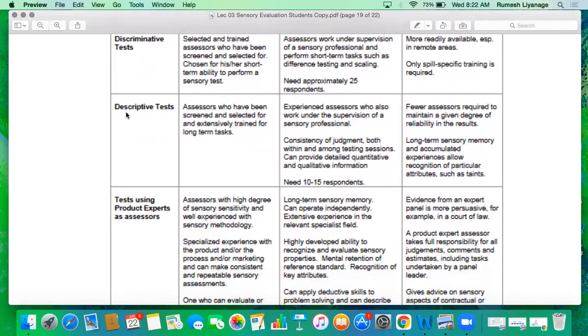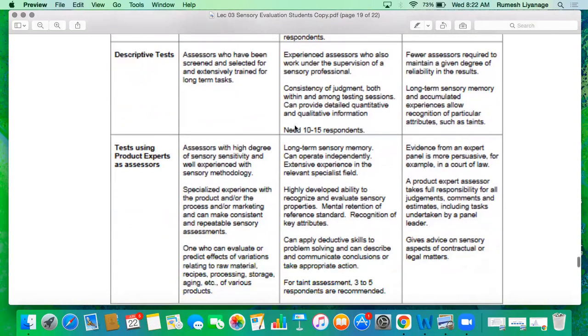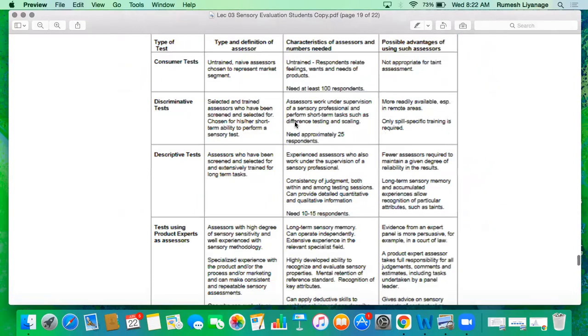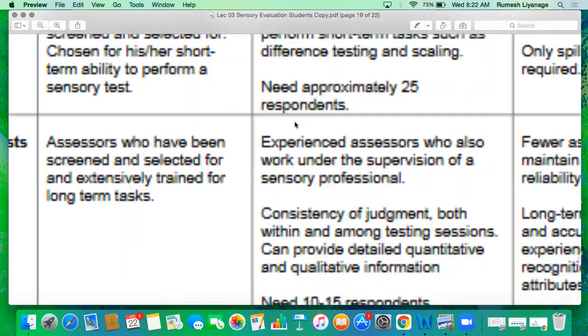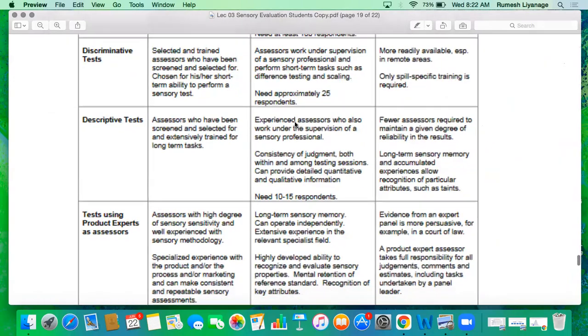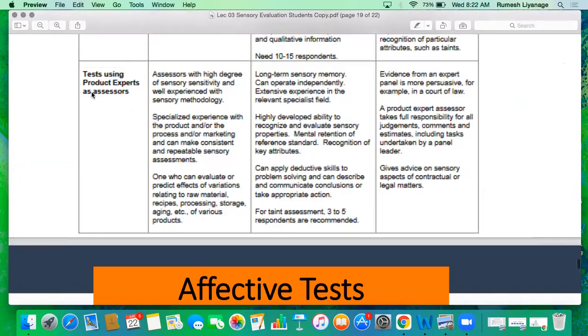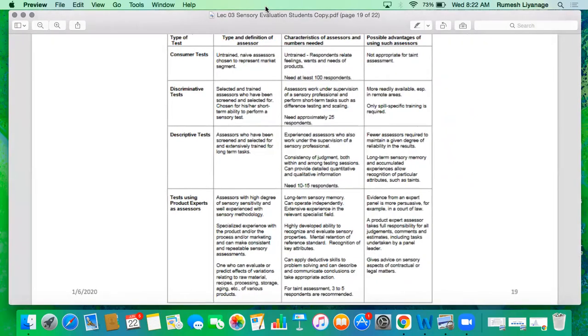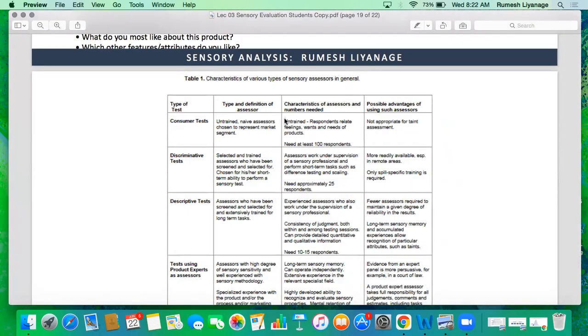When it comes to descriptive, you can see here very few respondents on the panel, right? So likewise, finally, if somebody can use product experts, then the panel members should be 3 to 5, very low. So likewise, you can understand the differences between these methods, right?